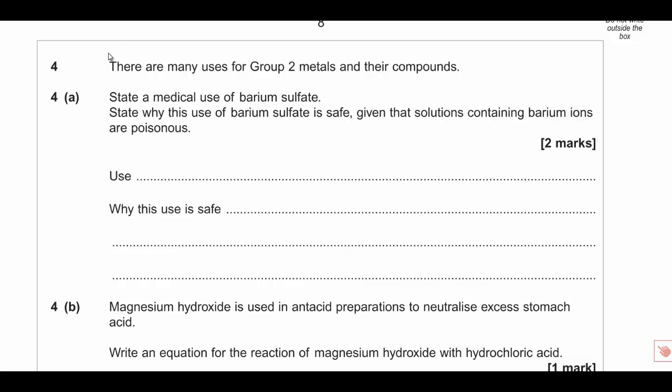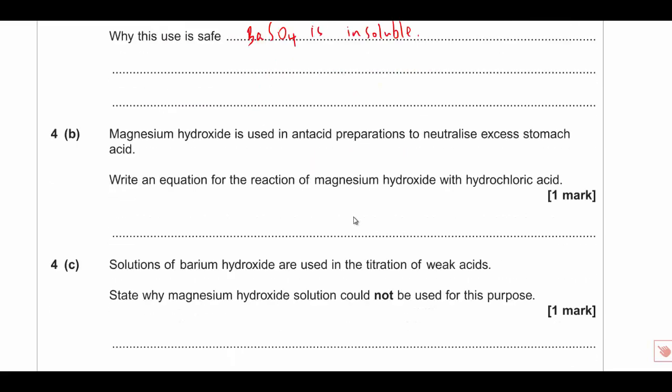Question 4. Group 2. There are many uses of group 2 metals and their compounds. State a medical use for barium sulfate. Love this. Good old barium meal. Standard question is, why is this safe? So barium ions are toxic, they're poisonous, but barium sulfate is insoluble. Okay, so BaSO4 is insoluble. Be specific here. Barium sulfate is insoluble. Don't just say it is insoluble, because then what's it talking about? It's the idea of barium sulfate being insoluble. So do be specific. You could get tripped out there.